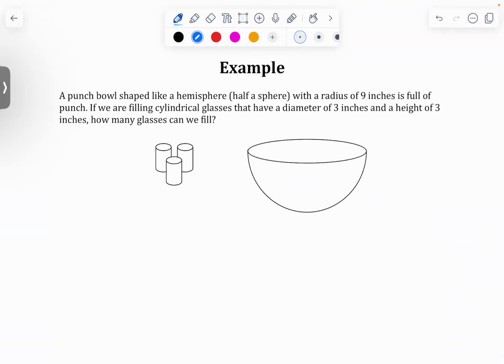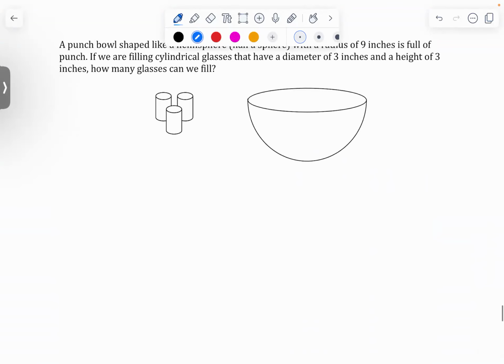So let's look at some examples. A punch bowl shaped like a hemisphere, also known as a half sphere, with a radius of 9 inches is full of punch. If we are filling cylindrical glasses that have a diameter of 3 inches and a height of 3 inches, how many glasses can we fill? So let's start with the volume of the bowl.